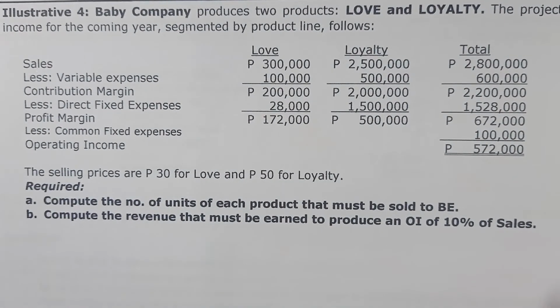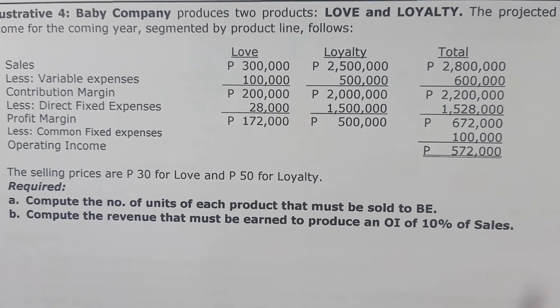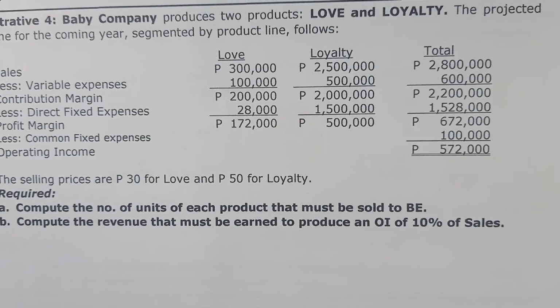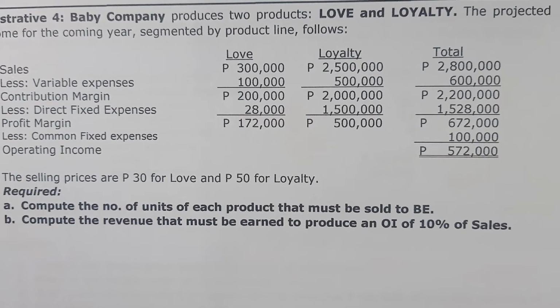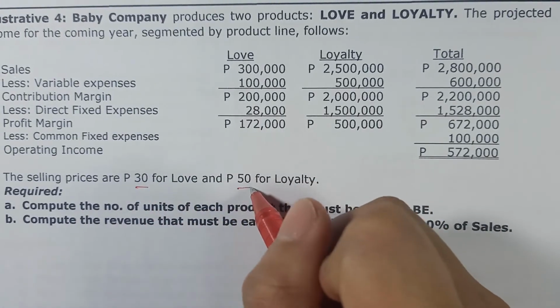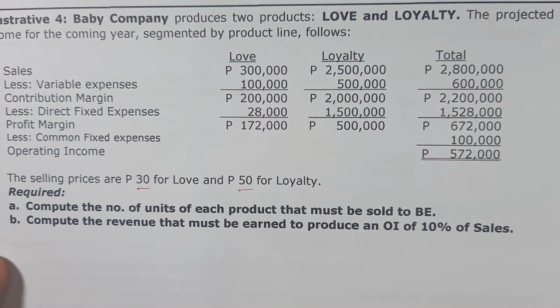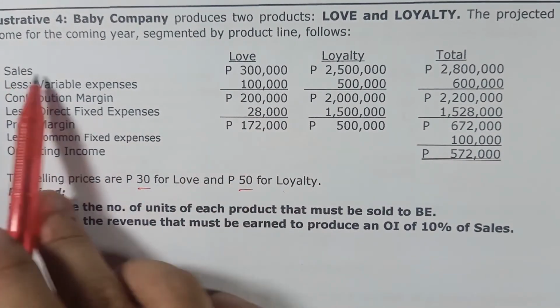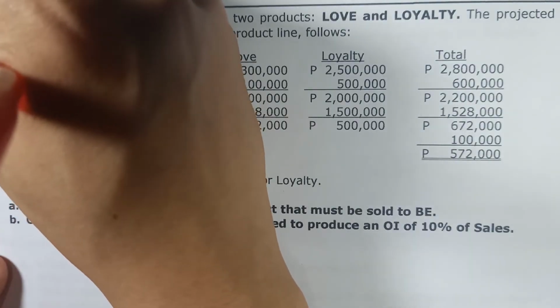So, here, baby company produces 2 products. Na yung dalawang produktong yun, love and loyalty. The projected income for the coming year, segmented by product line follows. So, we have 2 products here. Meron tayong love and then meron tayong loyalty. Selling prices are 30 pesos for love and then 50 pesos for loyalty. So, here, since given na yung selling prices and given yung total sales, compute natin ngayon yung units sold.